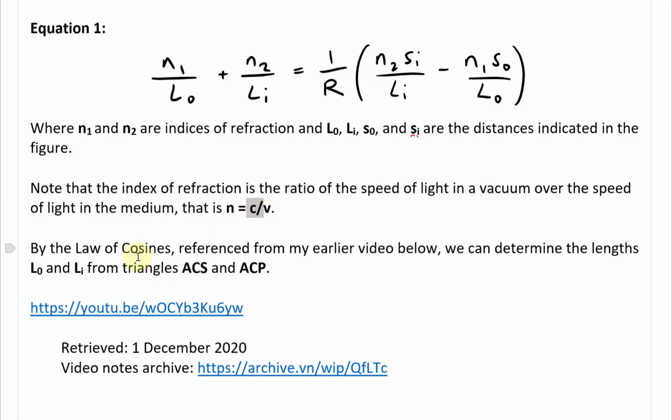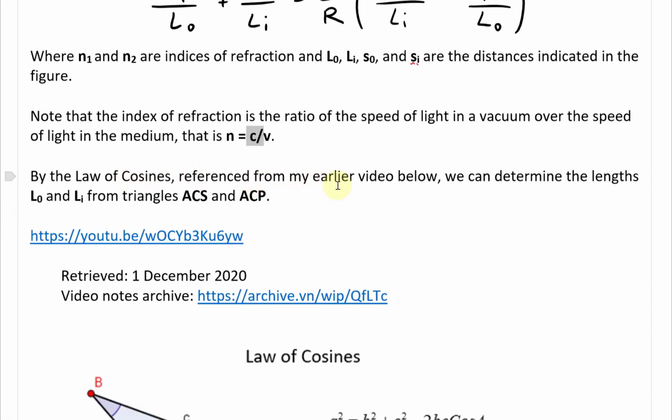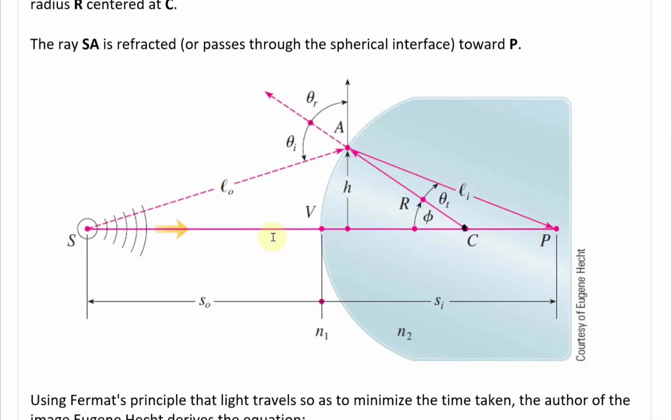Alright, now going further, by the law of cosines, referenced from my earlier video below, we can determine the lengths L0 and Li from the triangles ACS and ACP. So you have ACS, and then you have ACP to get the Li. So you have one triangle right here, you have one triangle over here, like that. And we could use the law of cosines because we have an angle over there.